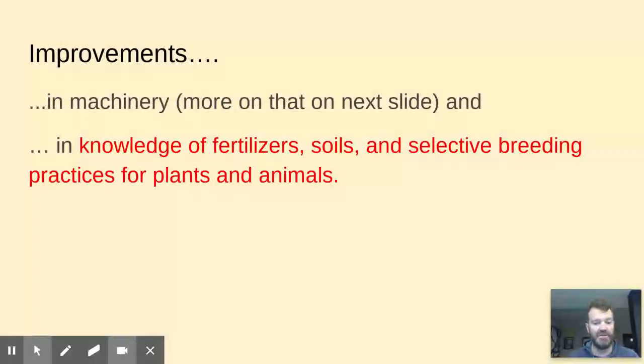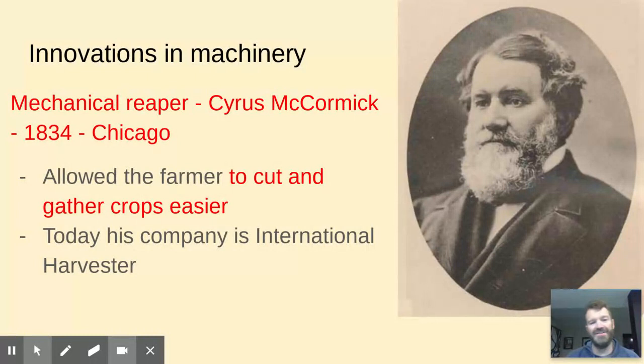In the second agricultural revolution, an example of improvements in machinery was the mechanical reaper that was developed by a guy named Cyrus McCormick. If you've ever been to Chicago, there's an enormous building. It's like their convention center. It's called the McCormick Center. It's named after him because he developed this and started his company there. His company is called International Harvester.